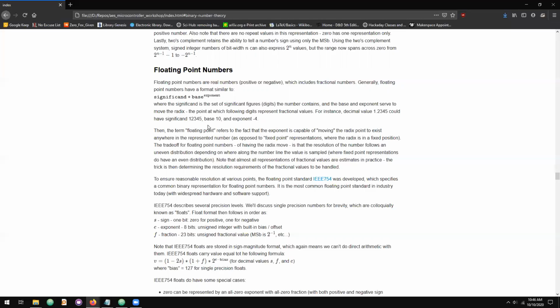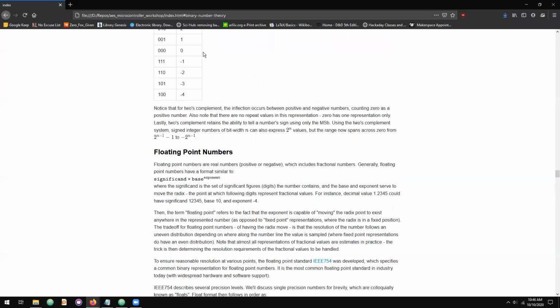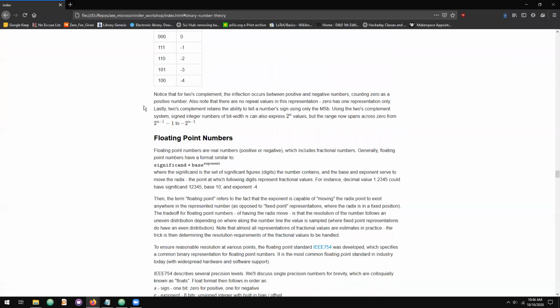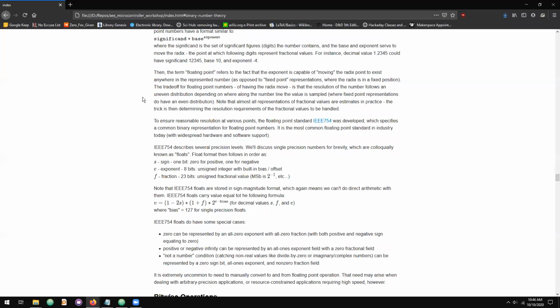Fixed point doesn't really have that problem. It has an even distribution of values, just like we saw with both unsigned and signed integers. But the trade-off for fixed point numbers is that because you have a fixed size exponent and a fixed size significand, there's a much smaller range of numbers that you can represent. So again, we can't have exponents exceeding some size and significands exceeding some size.